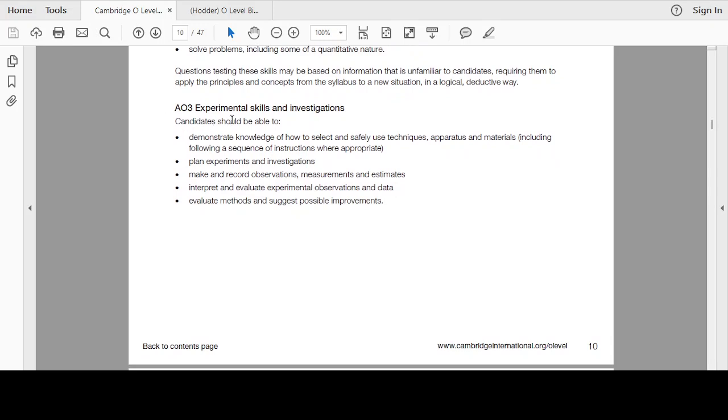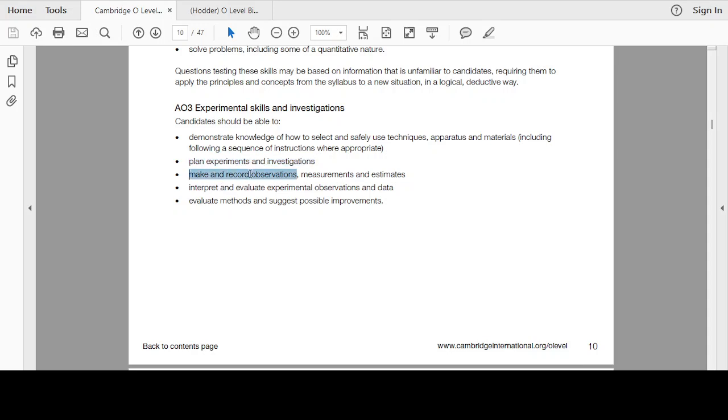So what about experimental skills and investigations? Candidates should be able to demonstrate knowledge of how to select and safely use techniques, apparatus, and materials, including following a sequence of instructions. So the paper might give you instructions to follow for an experiment, and then the questions based on that. Plan experiments and investigations. This is perhaps the question that students find most difficult, although in reality, if you practice it a bit, it actually isn't. Right? So, planning questions.